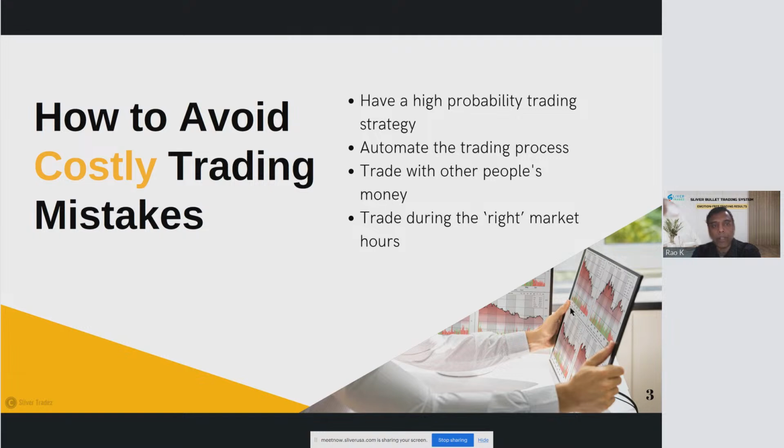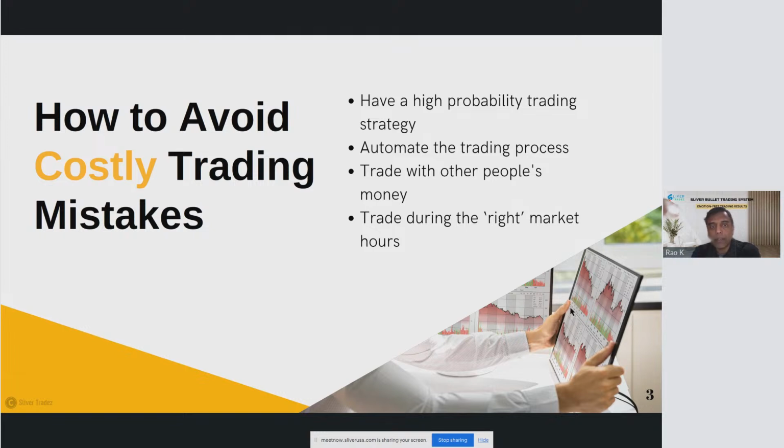How can we avoid those costly trading mistakes? We can avoid them by having a high probability trading strategy and then automating that trading process. Not only that, it's important for us to trade with other people's money, because if we trade with our money, emotions come in the way and we make wrong decisions and mistakes.